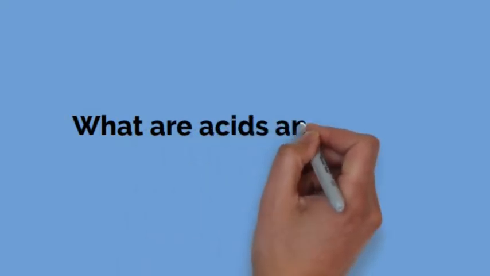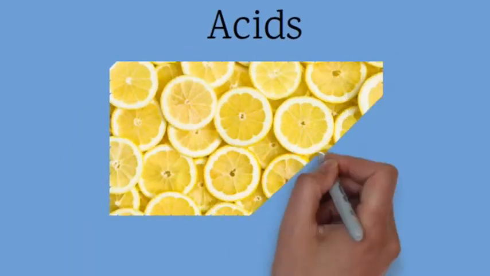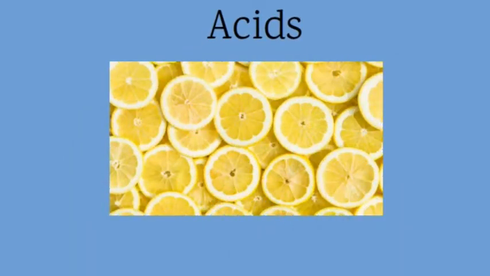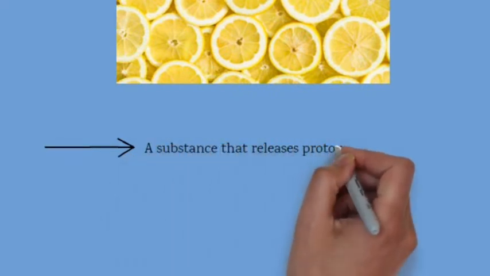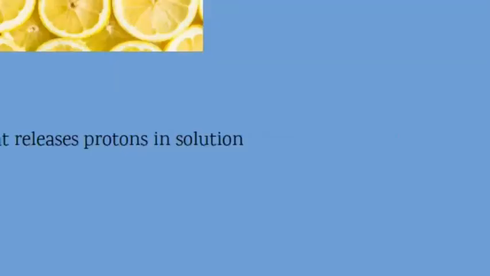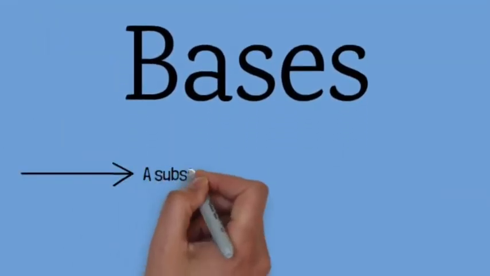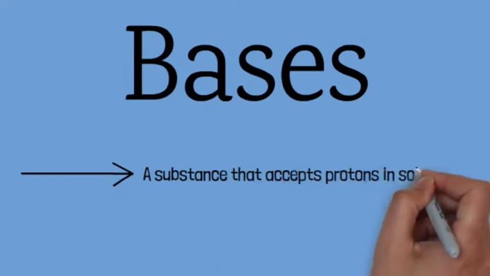So first of all, what are acids and bases? When we think of acids, we typically think of sour foods such as lemons. But what really is an acid? It is a substance that releases protons in solution. And then what is a base? Well, they are substances that accept a proton in solution.